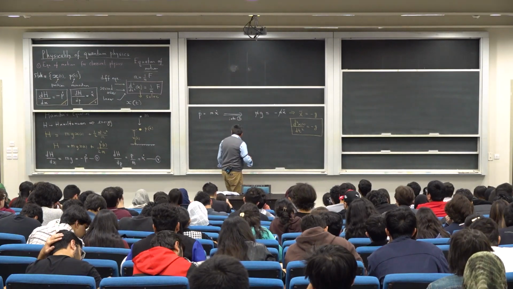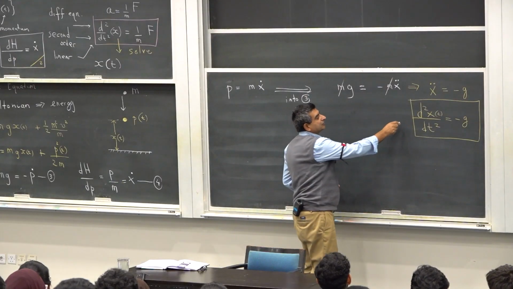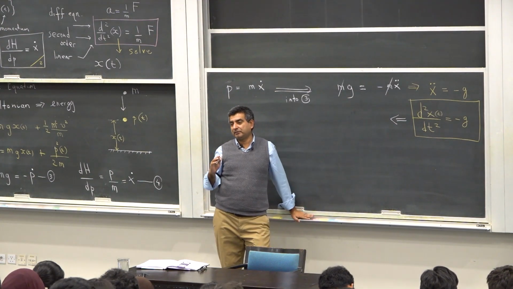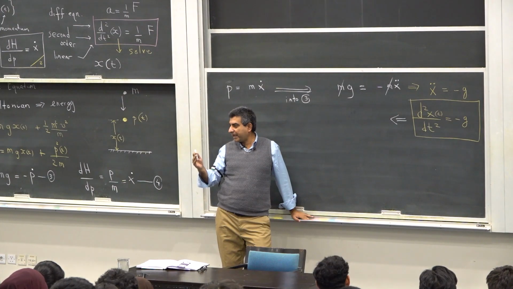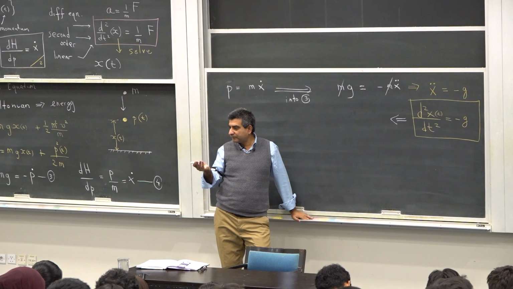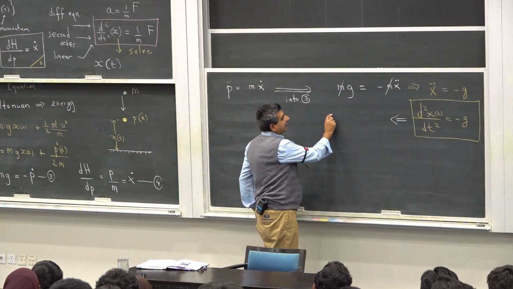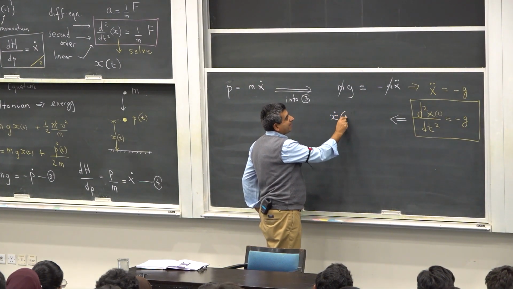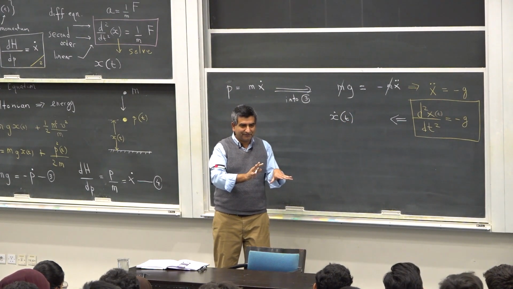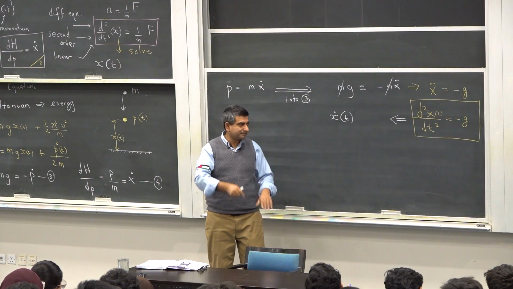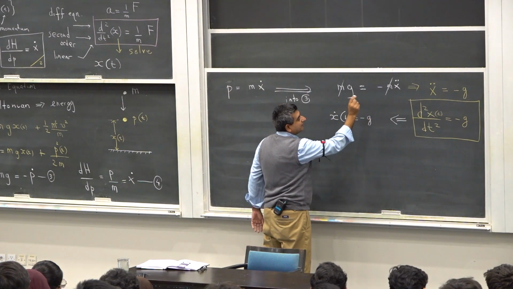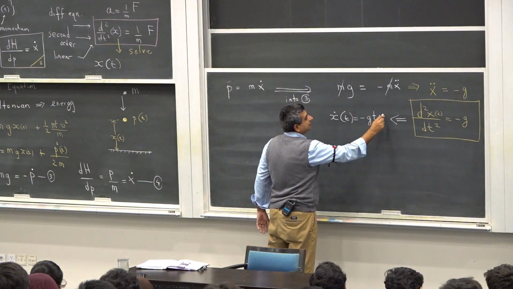And if I were to solve this equation, how can I solve it? What does solving the differential equation mean? I need to find out x. So how can I solve this equation? I integrate both sides. I need to do the integration in two steps. I integrate once. What do I get? Minus g t plus some constant.